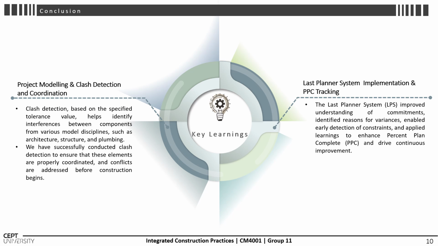The Last Planner System improved understanding of commitments, identified reasons for variance, enabled early detection of constraints, and applied learning to enhance percent plan complete and drive continuous improvement.